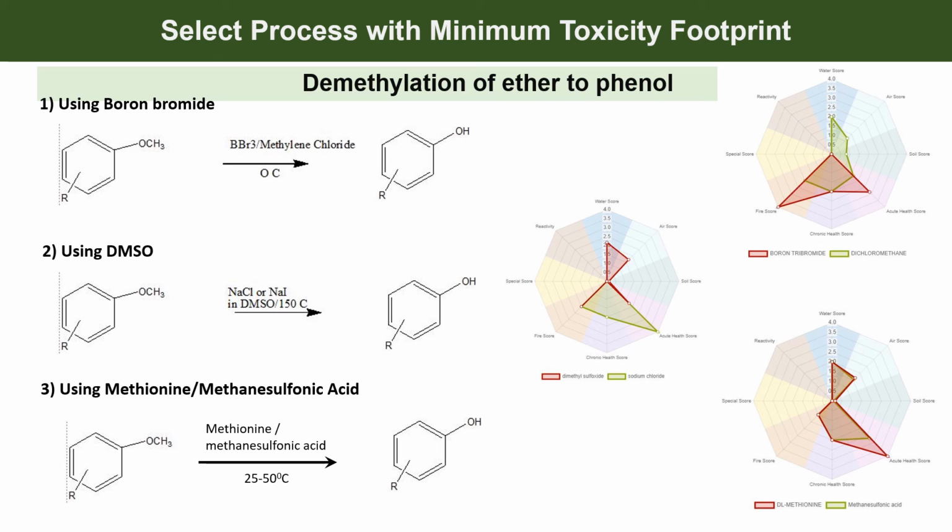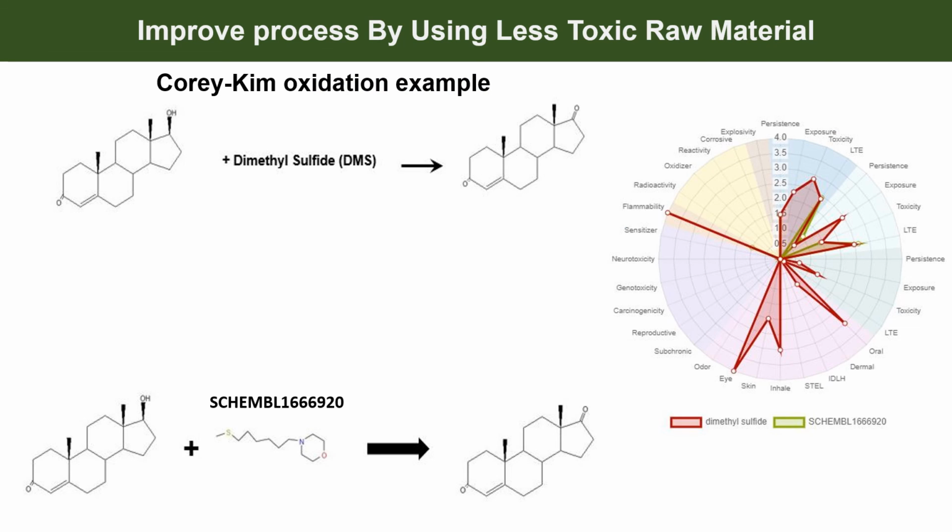During product development, when the scientists are facing multiple choices and selecting the process that is better, they can select the process with minimum toxicity footprint, and the chemical analyzer can be used to identify the toxicity footprint. And scientists can use the chemical analyzer to identify toxic raw materials and find less toxic alternatives using the advanced search feature described earlier.